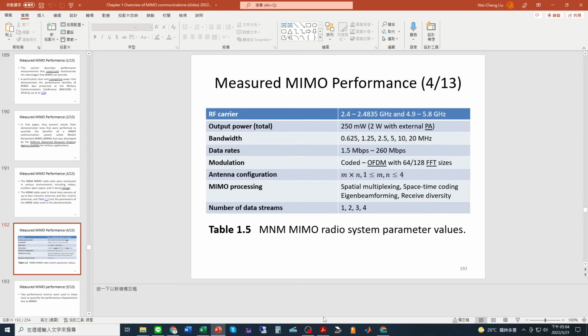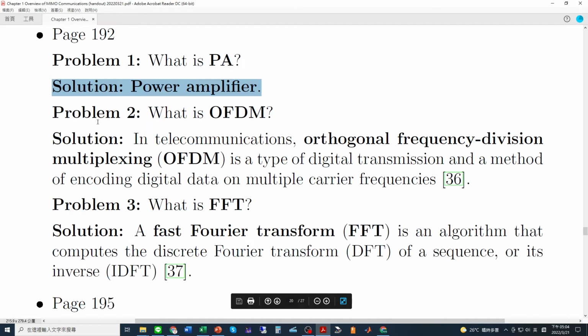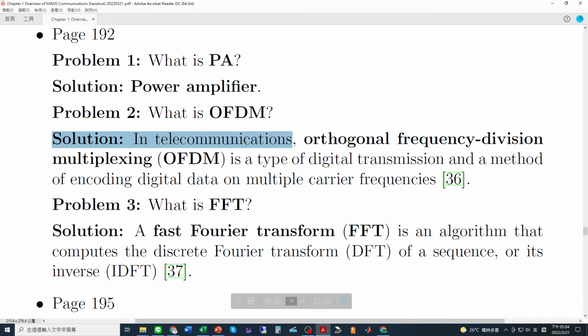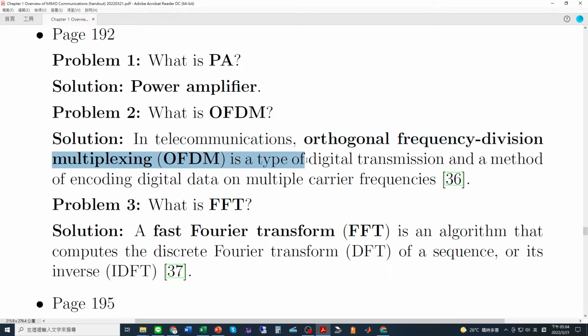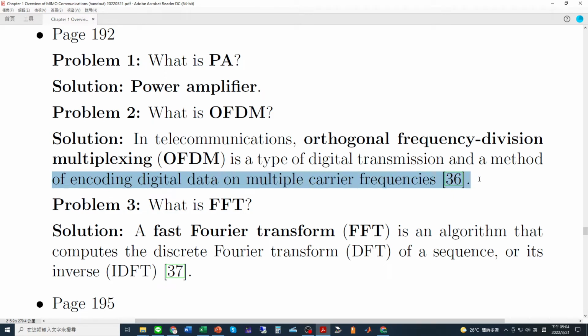Okay, please see the handout. Problem 2. What is OFDM? Solution. In telecommunications, orthogonal frequency division multiplexing (OFDM) is a type of digital transmission and a method of encoding digital data on multiple carrier frequencies.